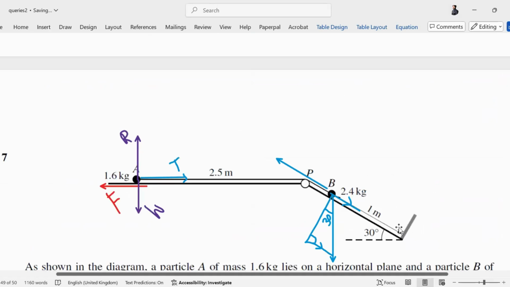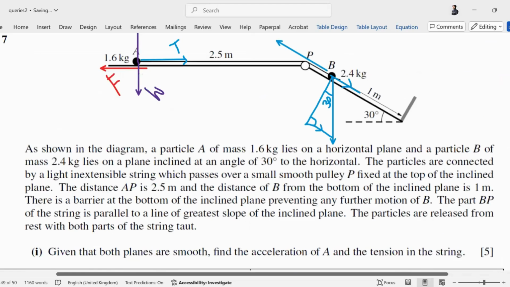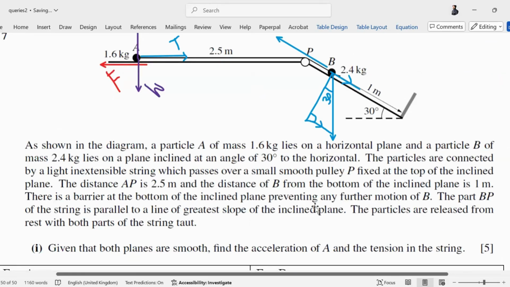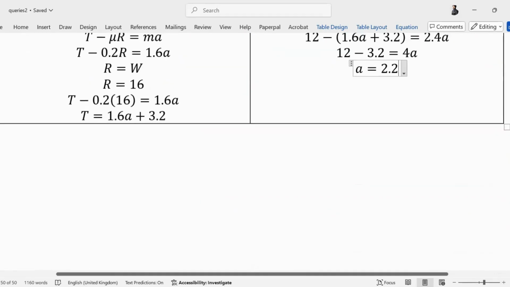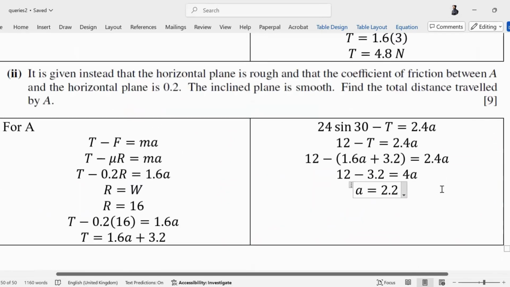When B hits the ground after 1 meter, A will no longer be accelerating at 2.2 meter per second square. As long as B hits this part, there will be no tension on the string. So after 1 meter, A will no longer be traveling with this acceleration. The question asks how far A travels: find the total distance traveled by A.